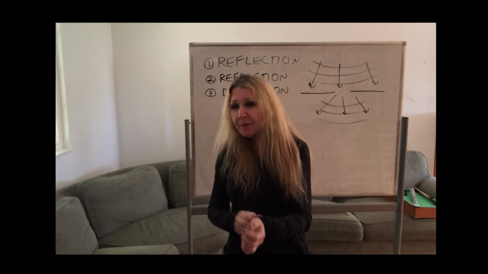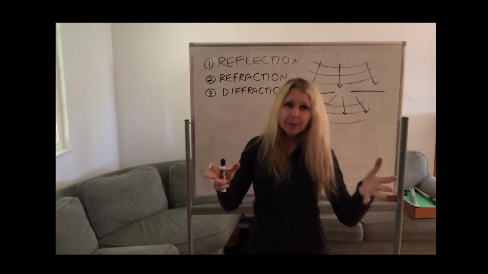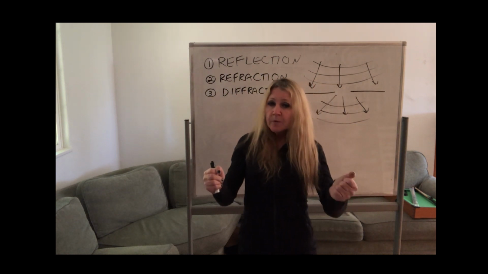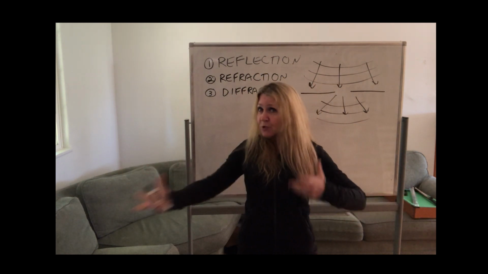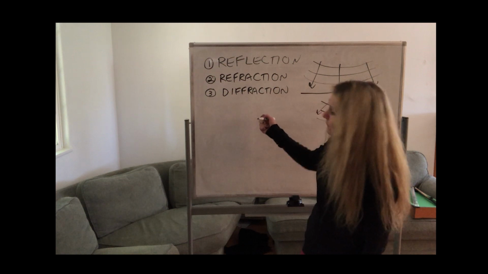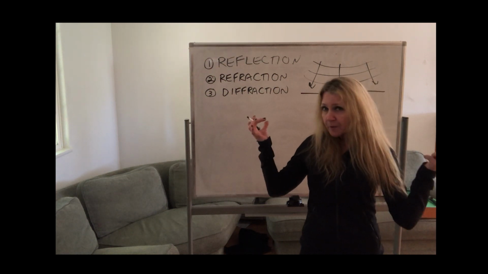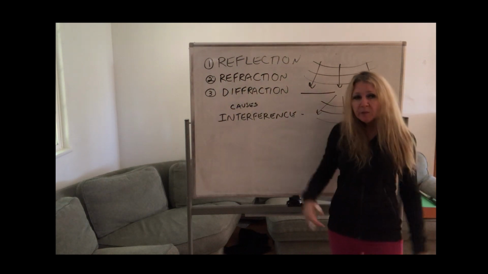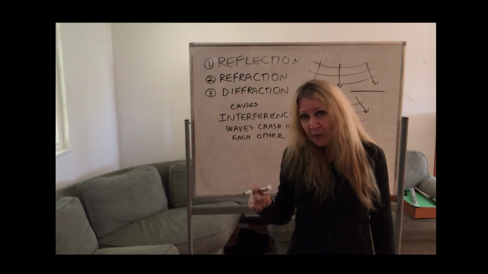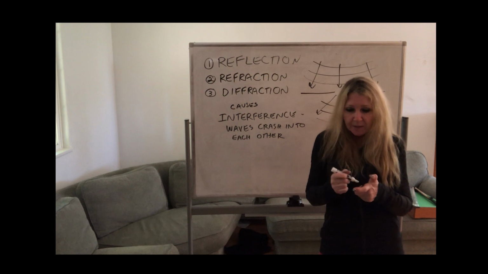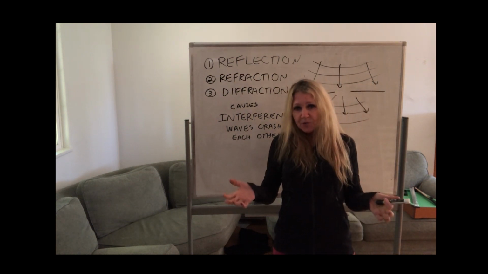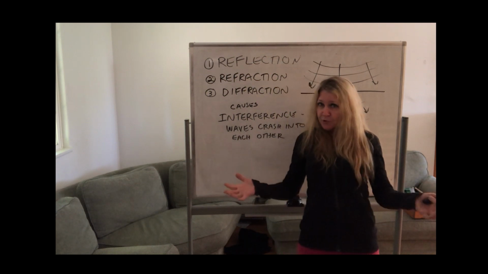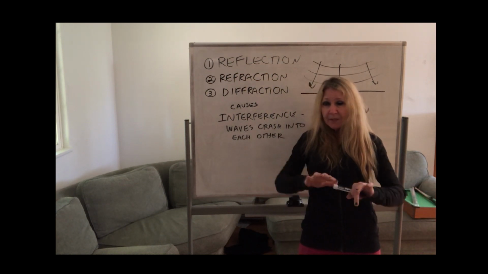When this happens, the waves actually interfere with each other. So they crash into each other. Diffraction then can cause interference. So interference is when really waves crash into each other. There's a couple types of interference. When they crash, they can either combine and become even larger waves, or they can cancel each other out.